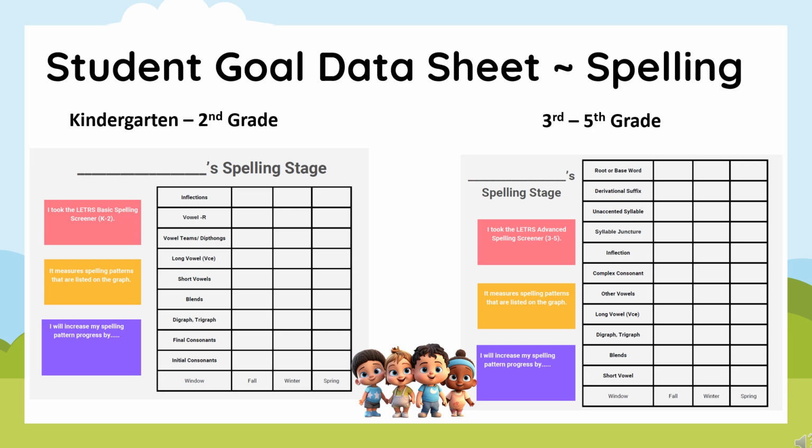These graphs show how students have performed earlier in the year on our spelling assessment called LETRS Basic Spelling Screener in kindergarten through second grade and LETRS Advanced Spelling Screener in third through fifth grade. The skills along the side of the graph are a progression of spelling and phonics skills that students should be working through. Different grade levels have different expectations of mastery, but we want to continue to be progressing in each of these skill areas.